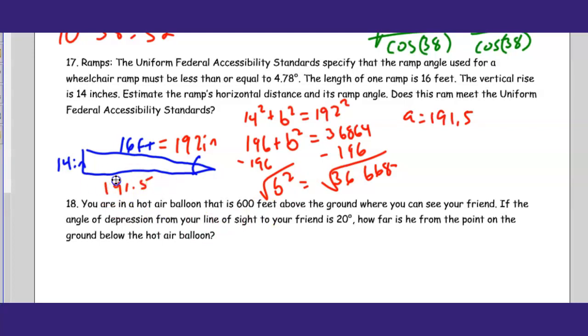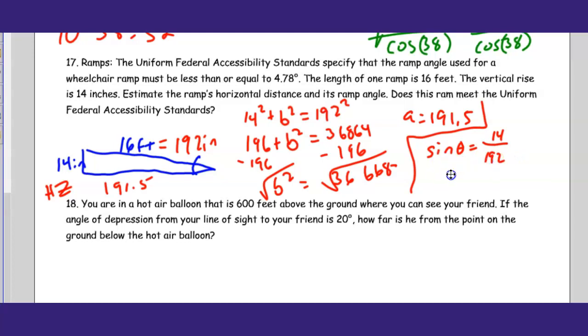So I have the horizontal distance. Guys, this is the horizontal distance right here. Now I just need to find that angle. To find that angle, we need to use opposite over hypotenuse, which is sine. So sine of theta equals opposite, and remember I'm using inches, guys, over 192.